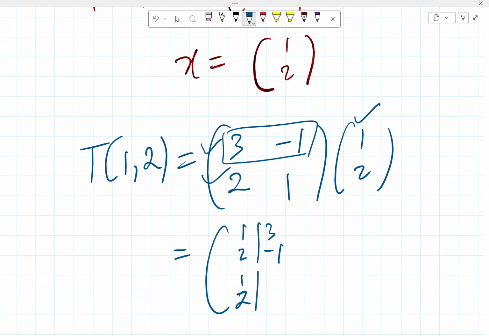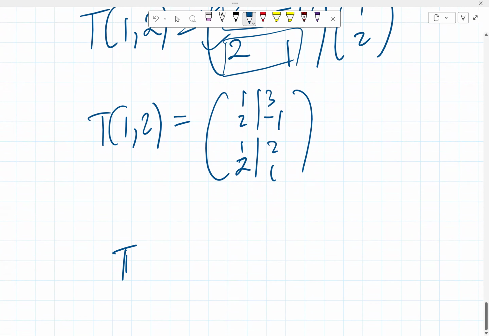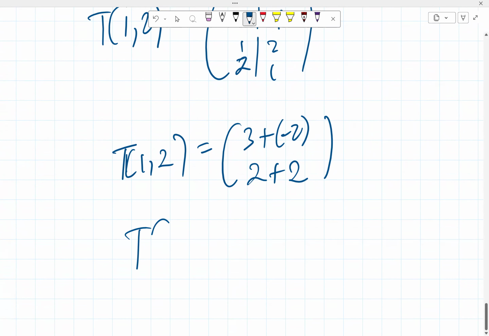Then this is 2, 1. Put it at the bottom. So we have this. So this is T of (1, 2) now. So that you now have T of (1, 2) to be equal to 1 times 3 is 3, plus 2 times minus 1, that's minus 2. All right. 1 times 2 is 2. 2 times 1 is 2. So finally, we have T of (1, 2) to be equal to 3 minus 2, that's 1.